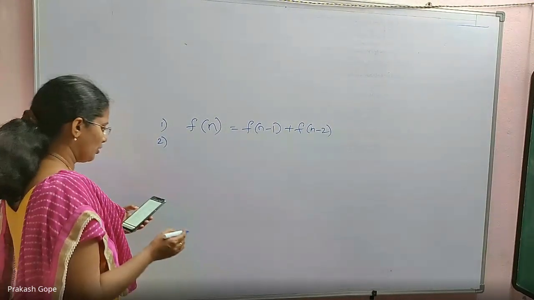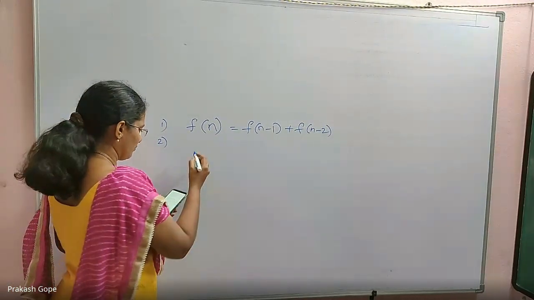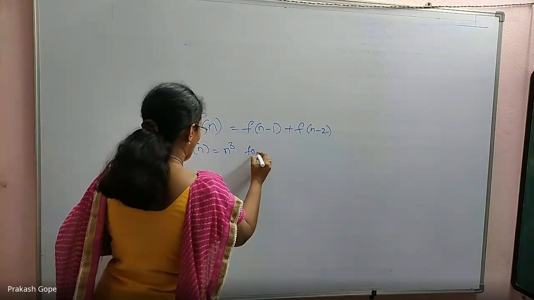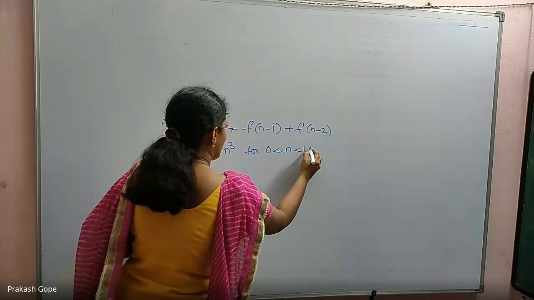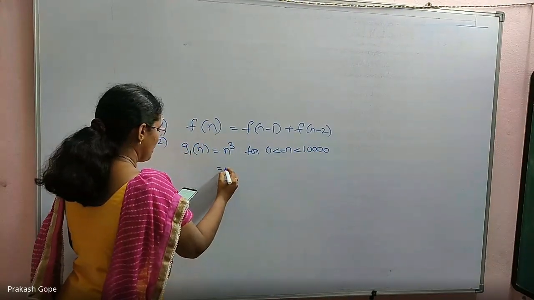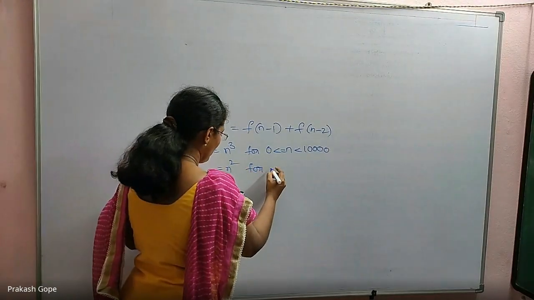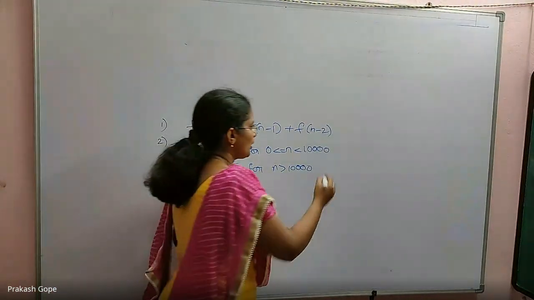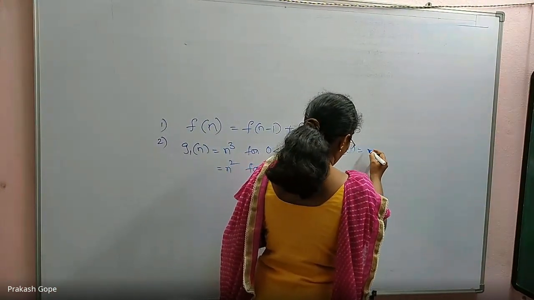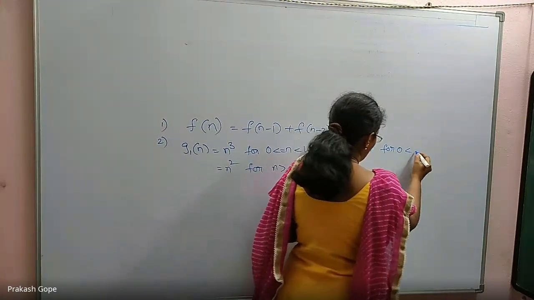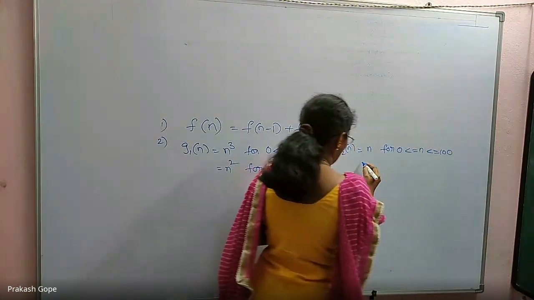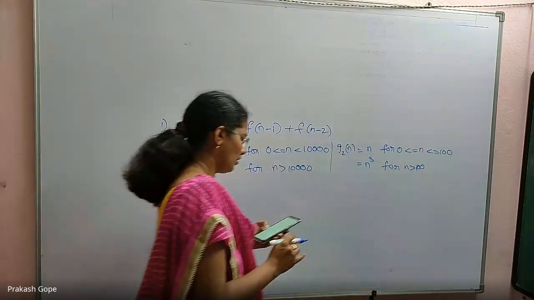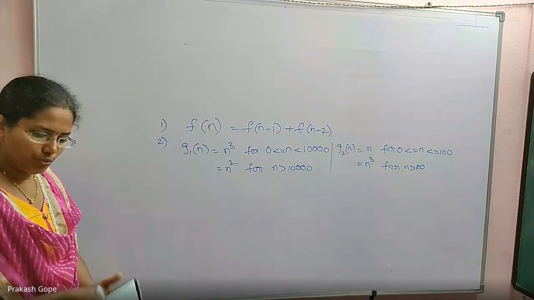Question number 2. Consider the following two functions. g1 of n is equal to n cube for 0 less than or equal to n less than 10,000, but n square for n greater than 10,000. This is the g1 function. g2 is just n for 0 less than or equal to n less than or equal to 100, and n cube for n greater than 100. Now, what is the relation between g1 and g2?